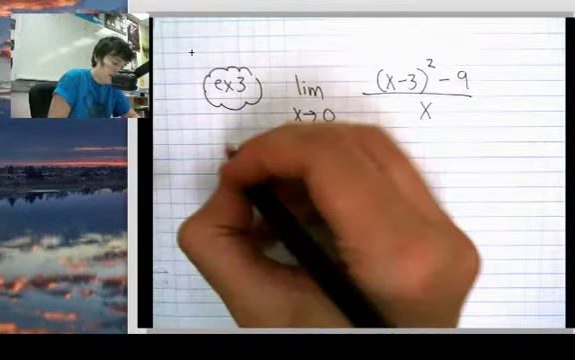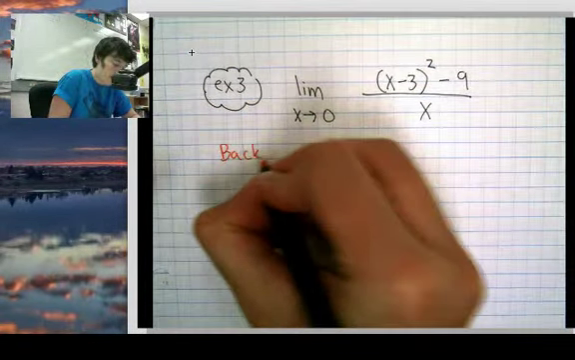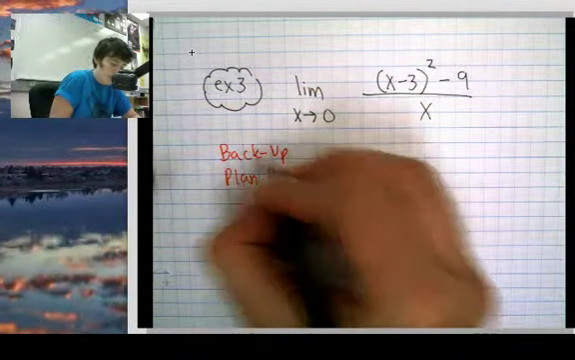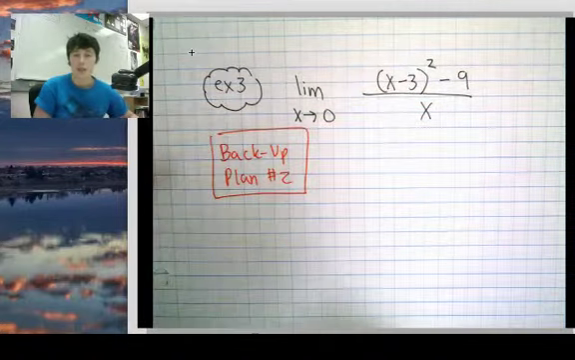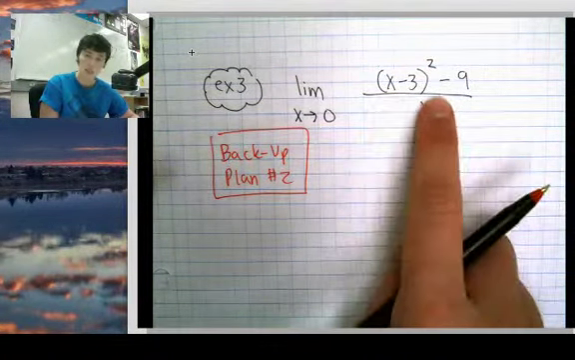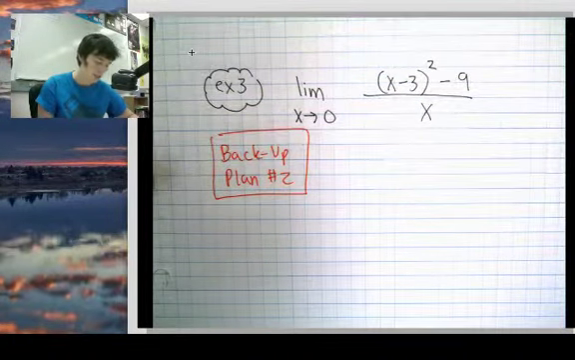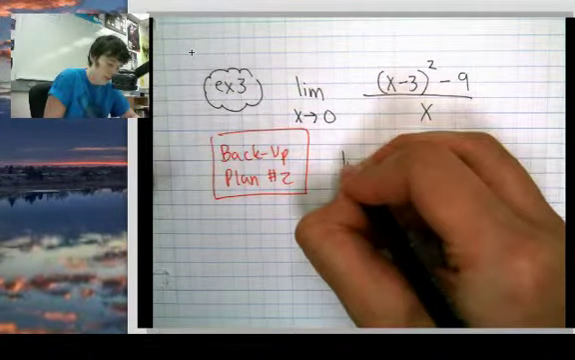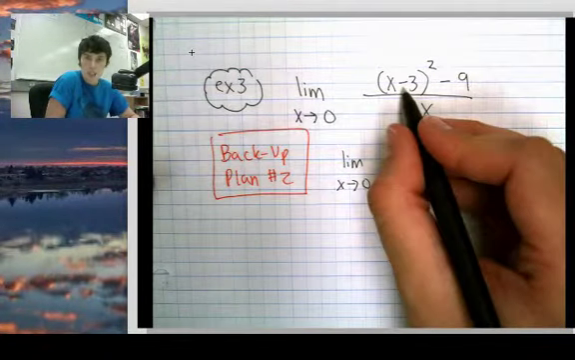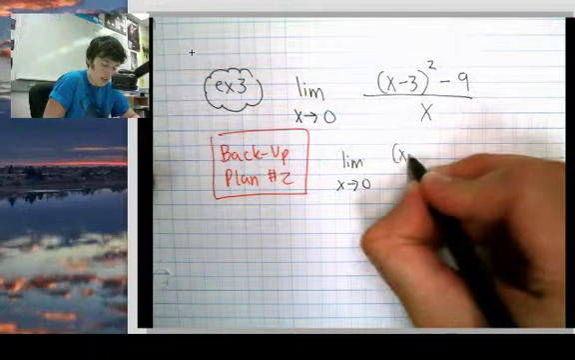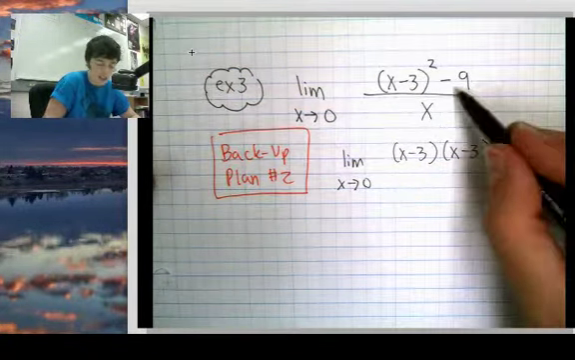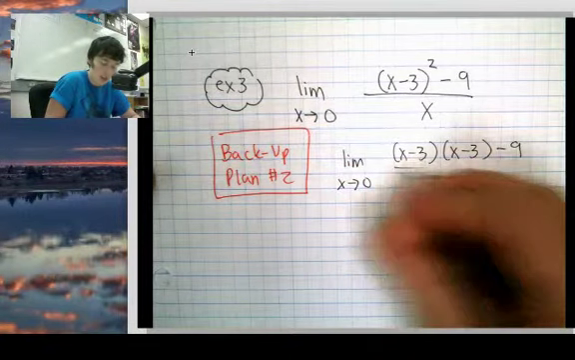So we have backup plan number 2. And backup plan number 2 is the opposite of factoring. It's distributing. Why don't we multiply all of this out? We can use the FOIL technique. It'd be easy to do. So I'm going to write limit as x goes to 0, x minus 3 quantity squared means x minus 3 times x minus 3. And then we have this minus 9 hanging off the back end, all over x.